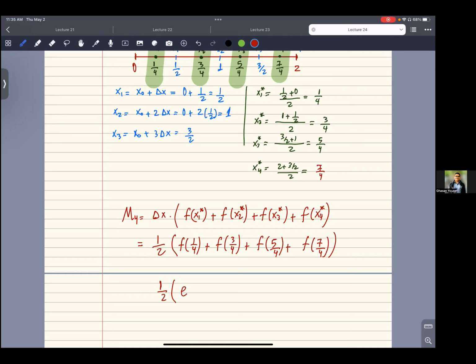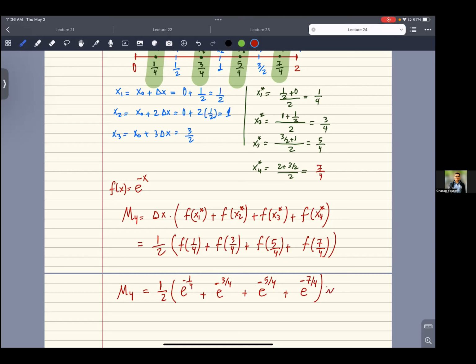So what is f of x? What's the function f of x? In the example, e to the minus x. Just plug the values. e to the minus 1 over 4 plus e to the minus 3 over 4 plus e to the minus 5 over 4 plus e to the minus 7 over 4. And this is the answer. Done. This is M4, the area by using the midpoint.